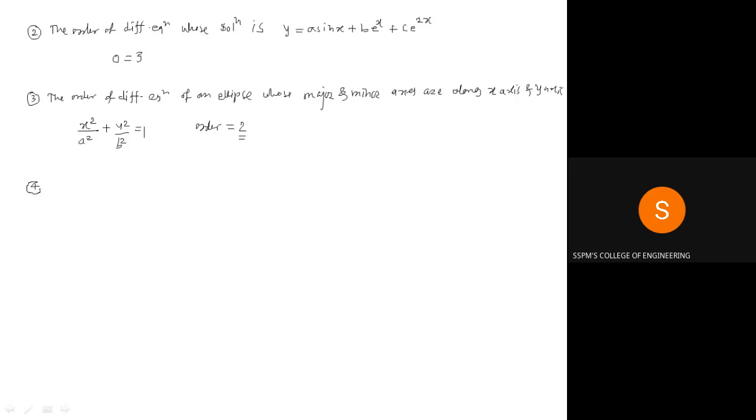Next: tan inverse of x plus tan inverse of y, that is equal to c, is the general solution of differential equation.